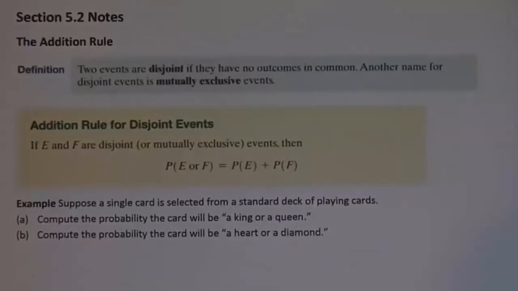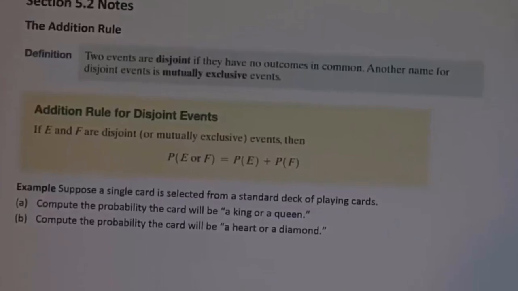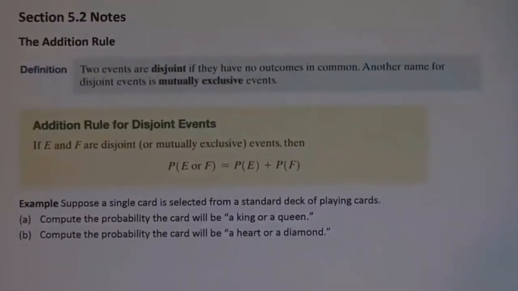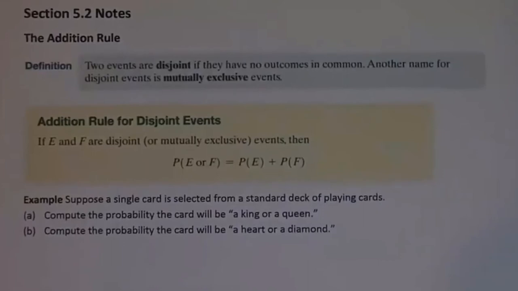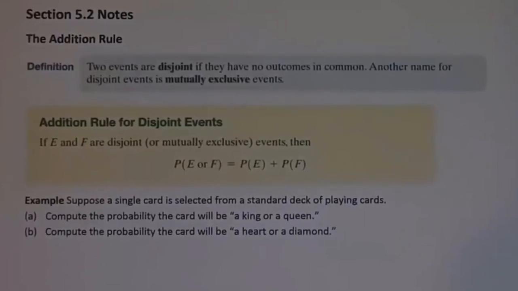In sections 5.2, 5.3, and 5.4, we're going to be looking at probability rules. These are rules that will help us figure out what a probability is without having to list the entire sample space. We're going to start in section 5.2, where we'll look at the addition rule and also at complements.